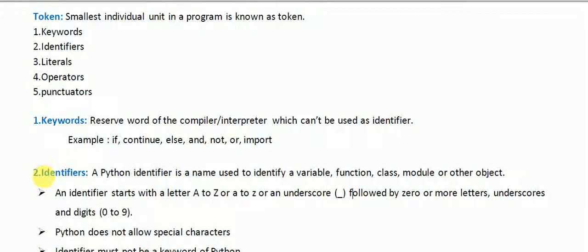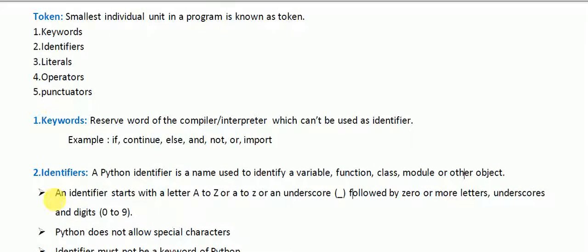So let's learn about what an identifier is. In maths you have variables, and in programs you have identifiers, meaning the variables. A Python identifier is a name used to identify a variable, function, class, module, or an object. In a program you can have a variable, a function, a class, a module, or other types of objects. Since these are the things in a program, we have to name them ourselves. That's why these are all known as identifiers.